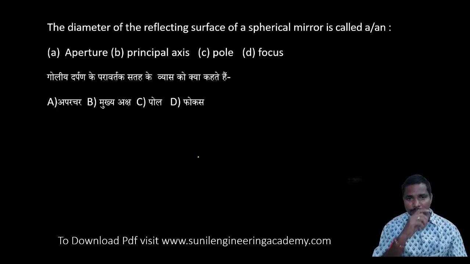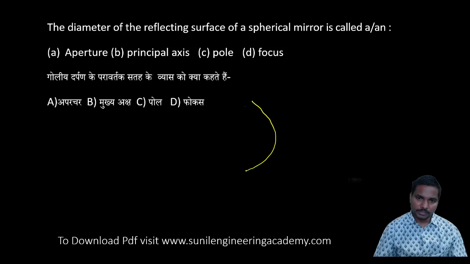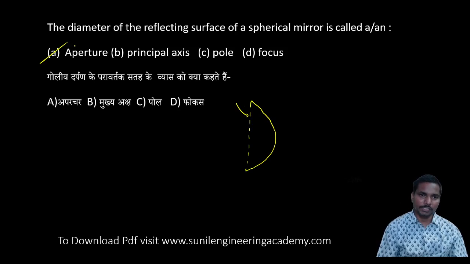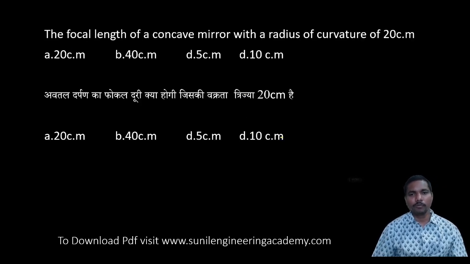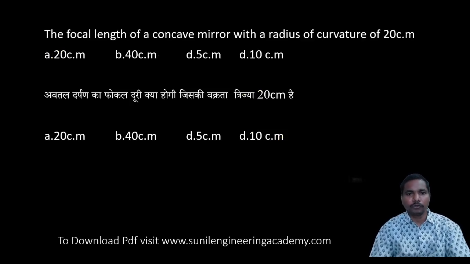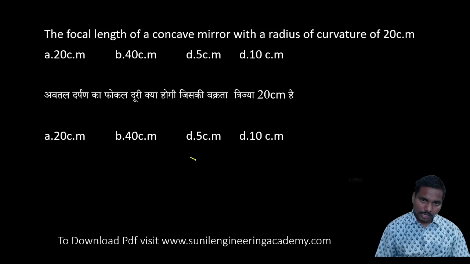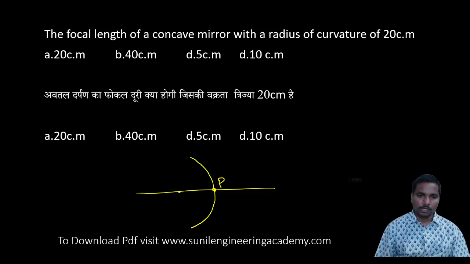Okay. The diameter of the reflecting surface. If this is the reflecting surface, the diameter of this reflecting surface is nothing but the aperture. Okay. The focal length of a concave mirror with a radius of curvature of 20 centimeter. So they have given a concave mirror. We know this is the principal axis. Here we have the pole. Okay. Here we have the center of curvature. Here we have the focus.